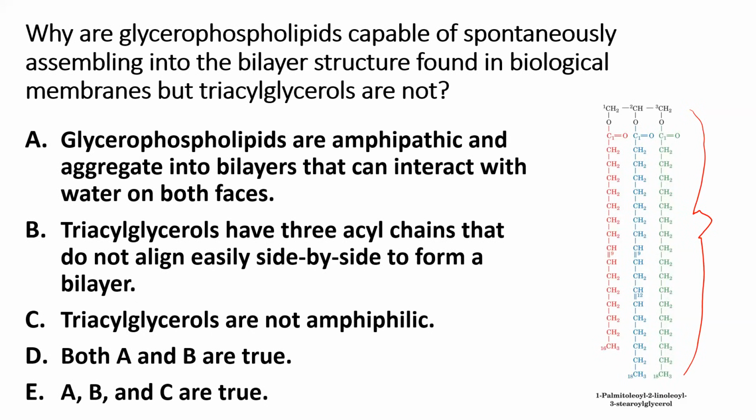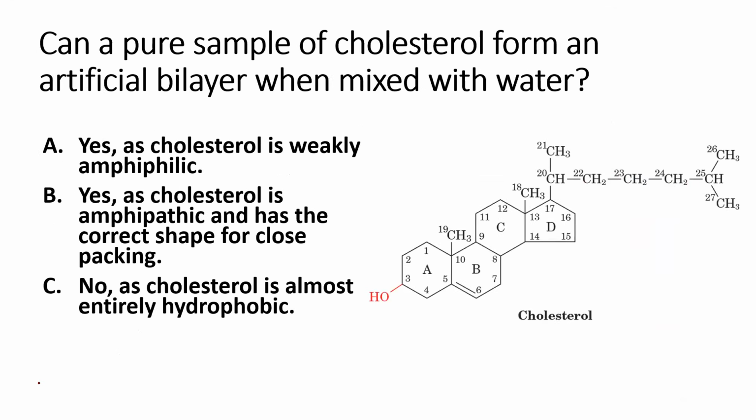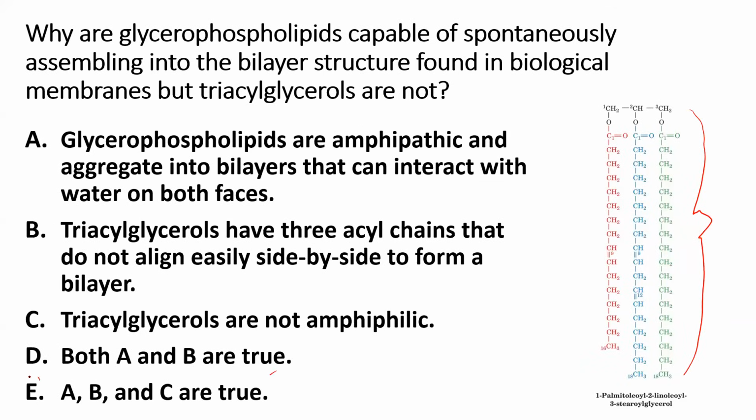Okay, the correct answer here is E, A, B, and C are true. So A, glycerophospholipids are amphipathic and aggregate into bilayers that can interact with water on both faces. This is correct because there's a polar head group on glycerophospholipids, if you look at the structure, and of course the nonpolar tails of the 2 acylated fatty acids. Okay, so this is correct. For B, triacylglycerols have 3 acyl side chains that do not align easily side by side to form a bilayer. Yes, this is also correct.